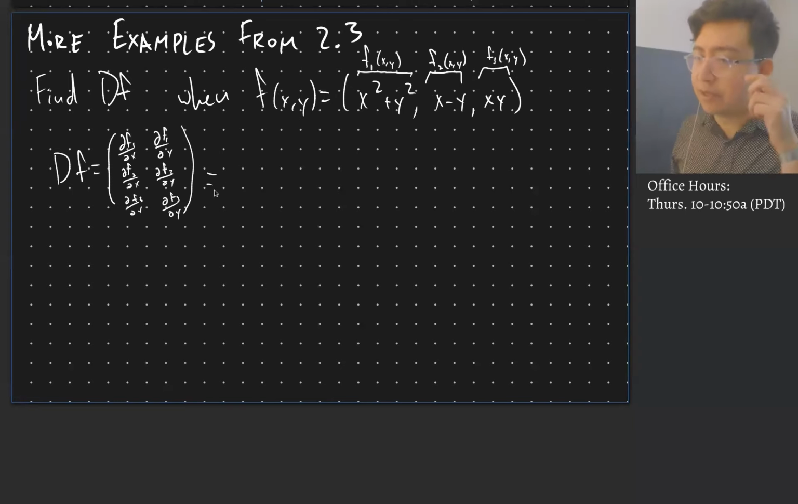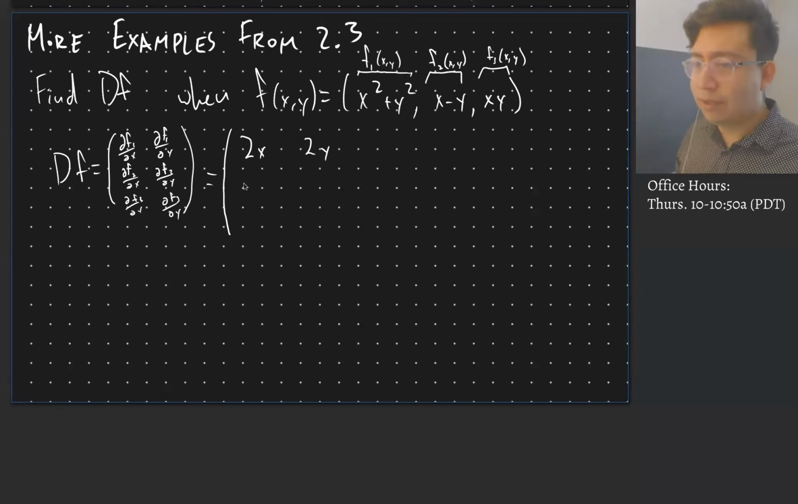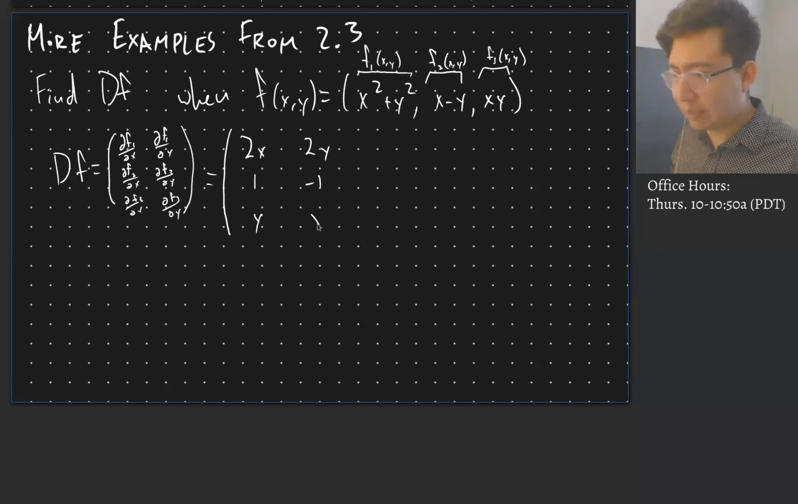So let's go ahead and do this. Let's start with the derivative of f1 with respect to x, which is 2x. The derivative of f1 with respect to y is 2y. The derivative of f2 with respect to x is 1. The derivative of f2 with respect to y is -1. f3 with respect to x is y. f3 with respect to y is x. We have that.